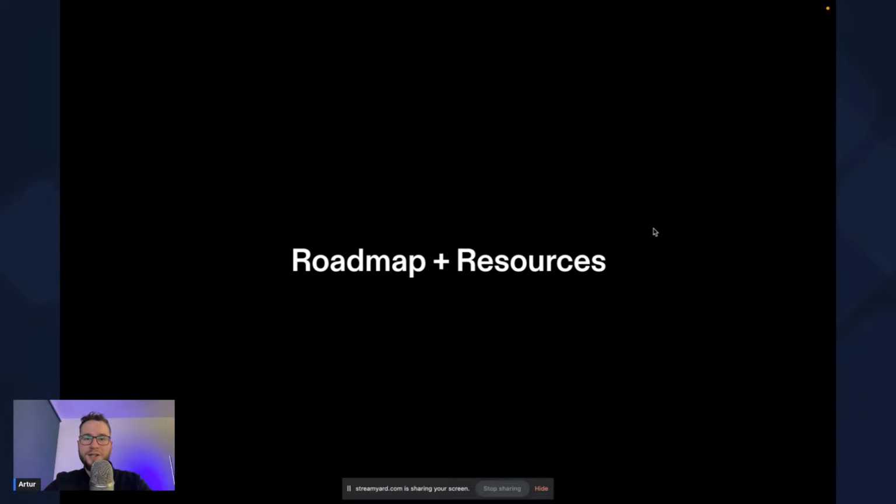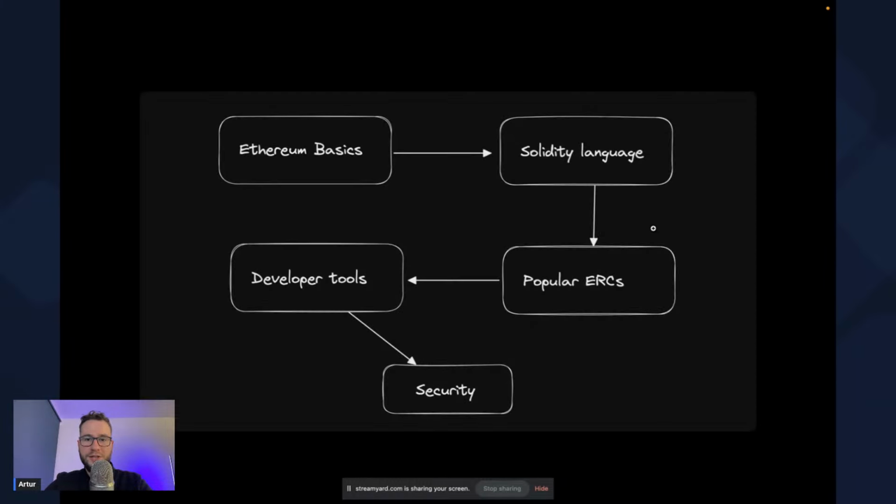Okay, so enough of convincing why it's worth becoming a Solidity developer. Let's jump into the second section of this webinar, of this presentation today, where I will cover the roadmap and give you resources that I think are worth checking. So let's look at this beautiful diagram that's actually really simple.